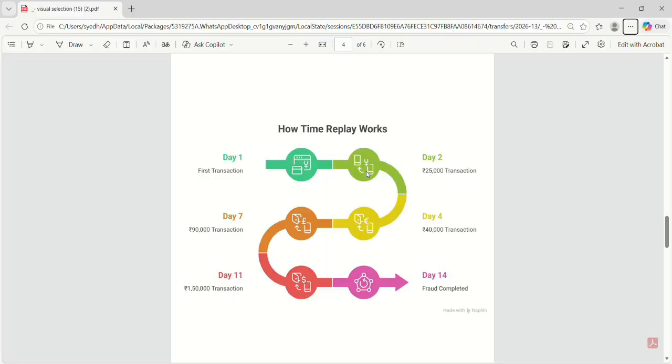This diagram explains the time replay feature, which reconstructs the sequence of fraudulent transactions over time. It allows investigators to visually track how fraud evolves from the first suspicious transaction to the final outcome. By presenting events day by day, it provides clear insights into the fraud timeline, making it easier to understand patterns, identify key moments, and take informed actions.